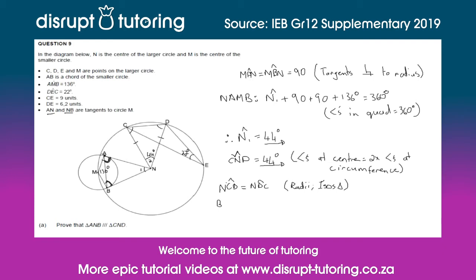So we have that angle BAN equals angle NBA, and the reason being here, tangents drawn from common points. Cool.